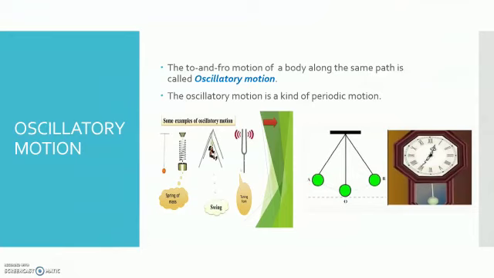Oscillatory motion. The to and fro motion of a body along the same path is called oscillatory motion. The oscillatory motion is a kind of periodic motion. Some examples of oscillatory motion are motion of a pendulum of a wall clock, a child on a swing, motion of the heart muscles in a healthy person.